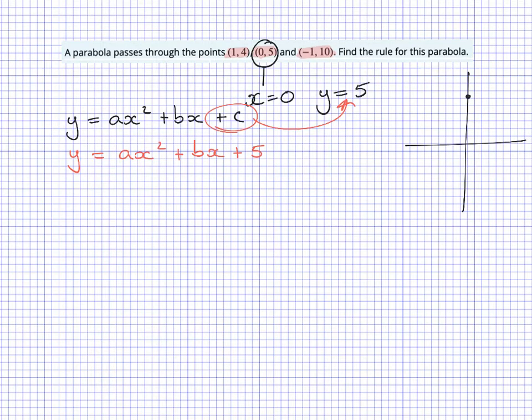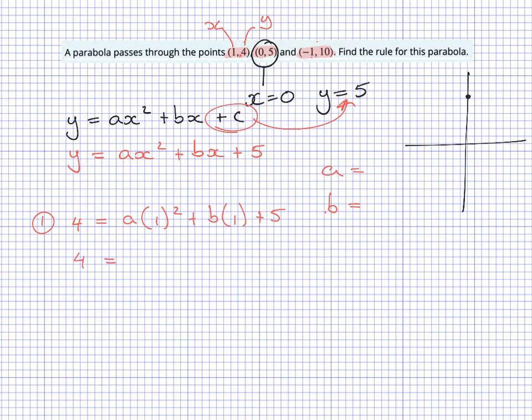Now, the other 2 points, we have 2 pieces of information we need to know yet. We need to know a, and we need to know b. And when we've been given 2 pieces of information to work with, and we have 2 points, that means we can use simultaneous equations. So we're going to substitute this 1 in place of x and 4 in place of y, and we'll call this equation 1. So we're going to have 4 equals a(1) squared plus b(1) plus 5.